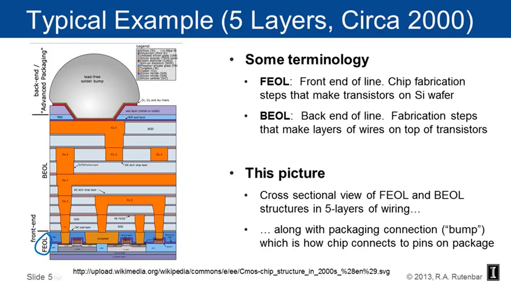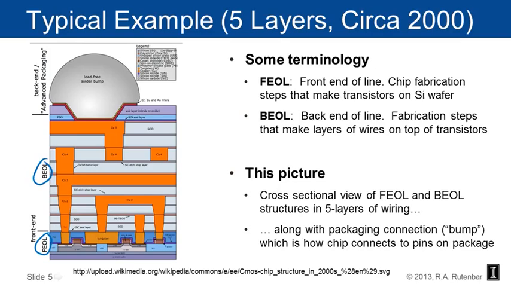That's front end of line, and the line means the fabrication line, the manufacturing line. The front end stuff are the chip fabrication steps that make the transistors on the silicon wafer. Now that's as opposed to this label over here, the back end of line. Those are the fabrication steps that make the wires. And what you can see is that in terms of the vertical space, it's mostly back end of line because all of these wires are separate layers.